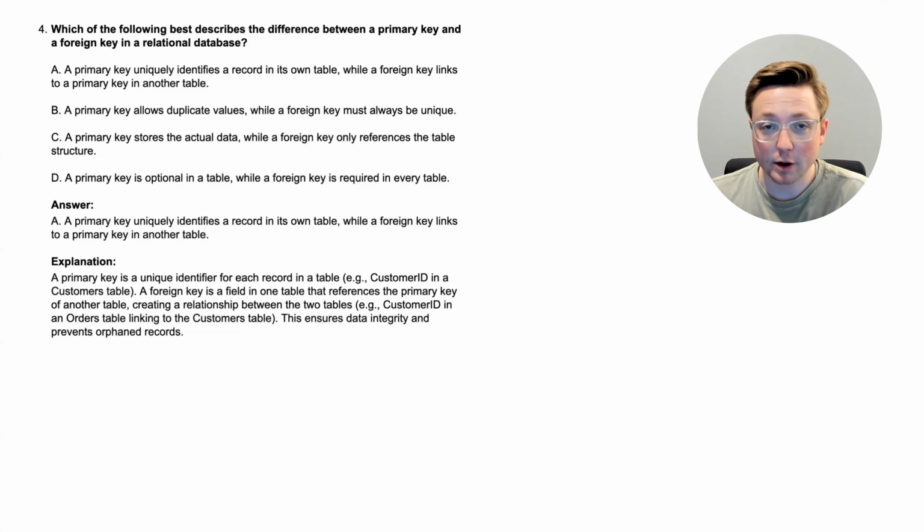So again, primary key is just a unique identifier. A foreign key is something that references a primary key in another table, again, creating that relationship. With that, let's go to the next question.